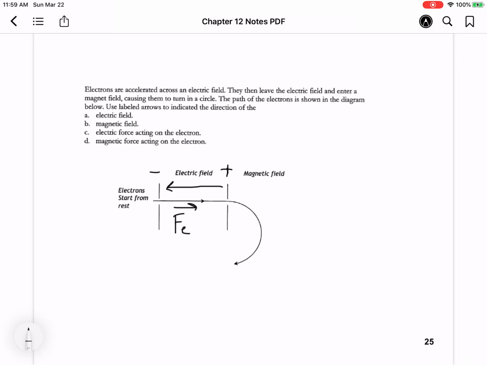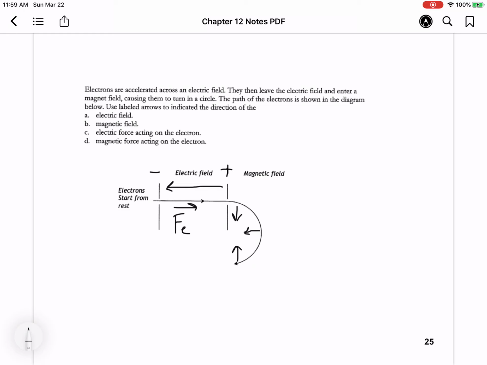Force electric is this way, right? Now we have to figure out the magnetic field. We use our left hand, and we just think about which way the force is initially. So initially, the force is this way, then this way, and then this way. Initially the force is downward, so our palm should be facing down, down to the bottom of the page, and our thumb should be facing to the right of the page.